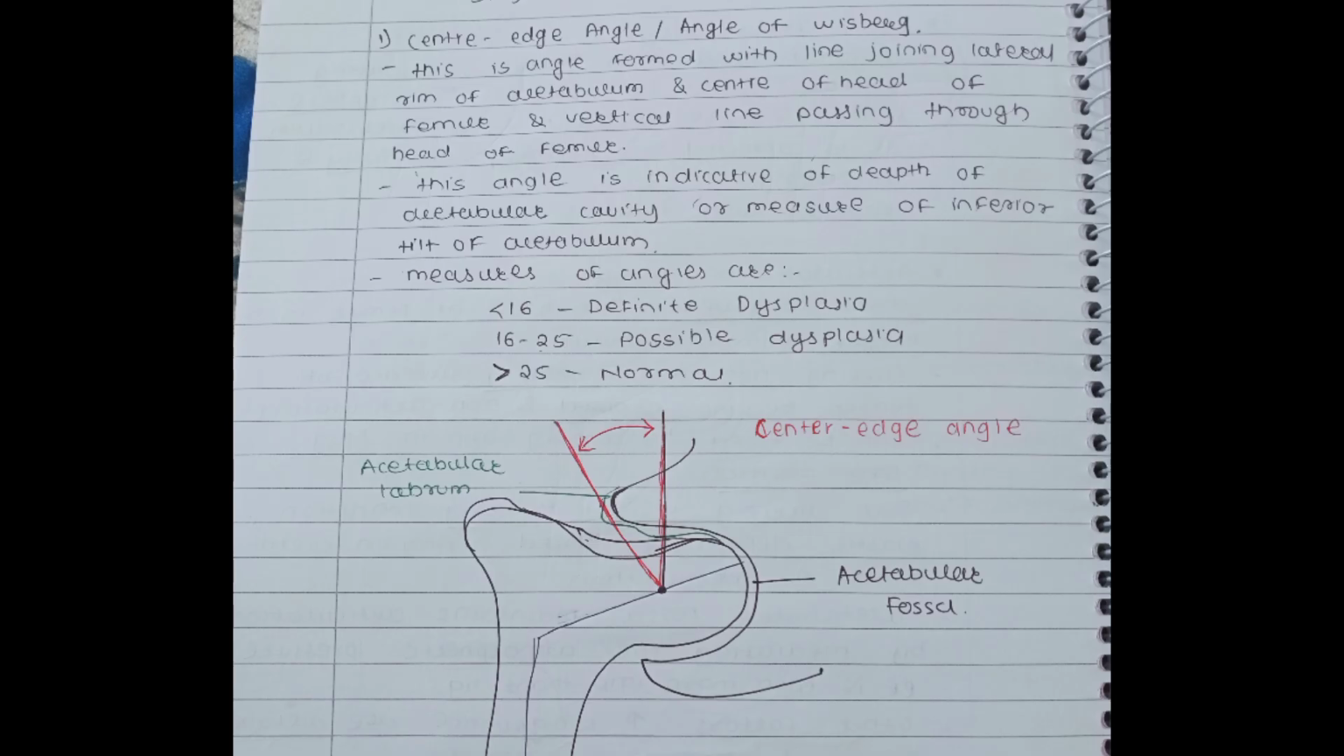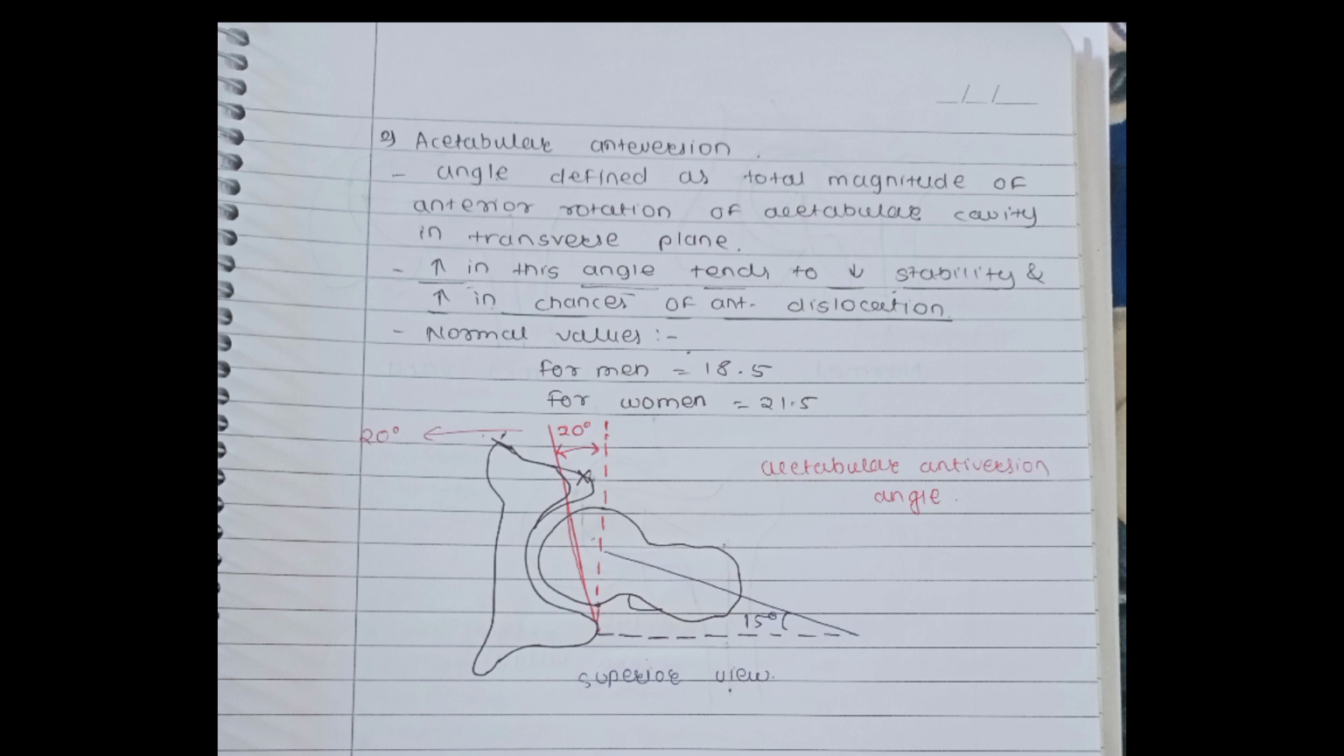Next, there are four angulations, in which first comes the center edge angle, which is also known as the angle of Wiberg. This is the angle formed by the line joining the lateral rim of the acetabulum and the center of the head of the femur. Second is acetabular anteversion. It is the angle defined as the total magnitude of anterior rotation, in which an increase in the angle tends to decrease stability and increase the chances of anterior dislocation.